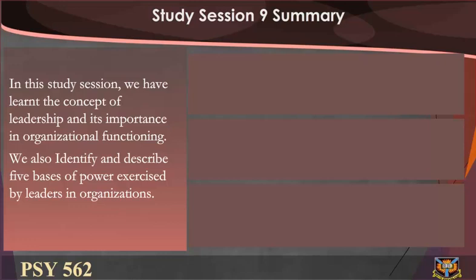Study session summary. In this study session, we have learned the concept of leadership and its importance in organizational functioning. We also identified and described 5 bases of power exercised by leaders in organizations.